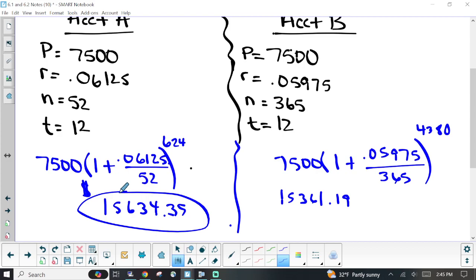Obviously, we want to pick what's worth more money. Now, I also don't want you to think, obviously the interest rate was higher. Just because the interest rate is higher doesn't mean it's going to make you more money. It depends on how often it's compounded and collected every year.